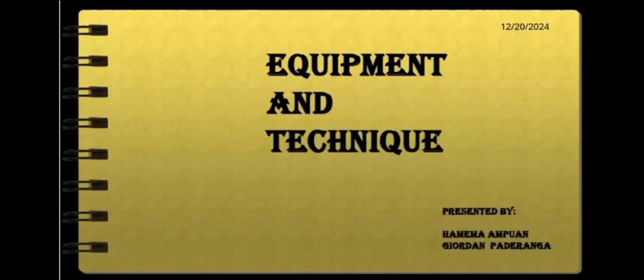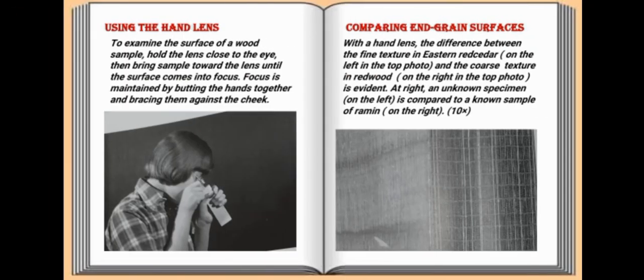Okay, let's start with my topic. The first is using the hand lens. To examine the surface of a wood sample, hold the lens close to the eye, then bring the sample toward the lens until the surface comes into focus. Focus is maintained by patting your hands together and bracing them against the cheek, just like in the picture.